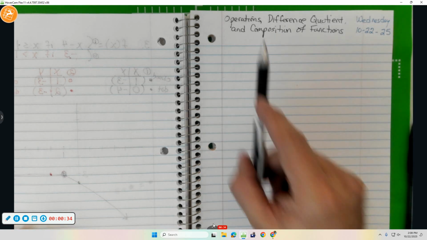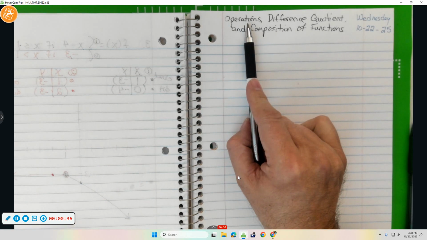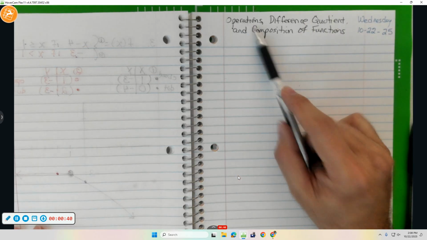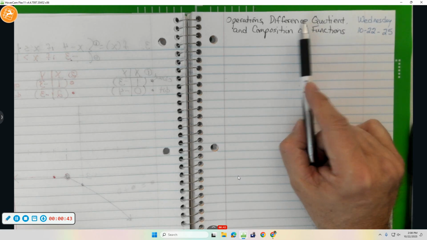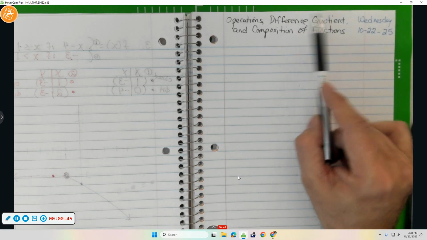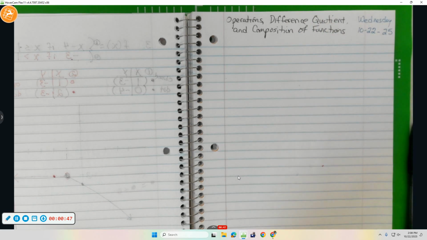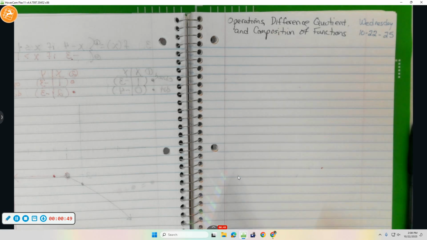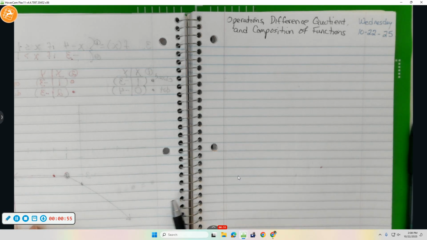The first thing we're going to see is something called operations. And that'll be problem 1. Then we'll have problems 2 and 3 dealing with something called difference quotient. And then 3 through 11, something called composition of functions. And then there's 2 review problems. I think they're both cut point problems, 12 and 13.